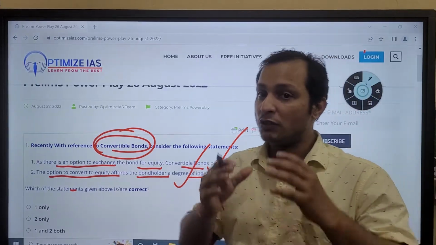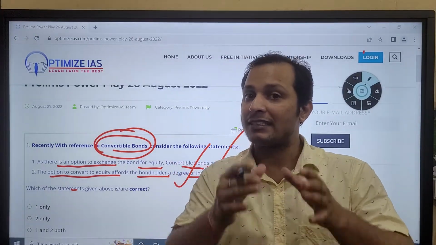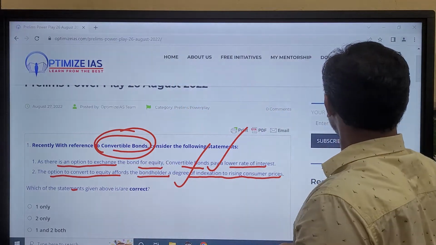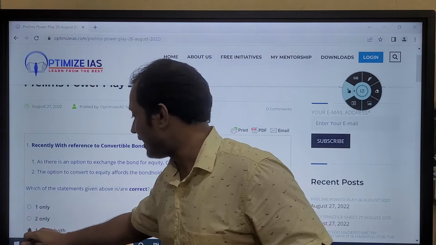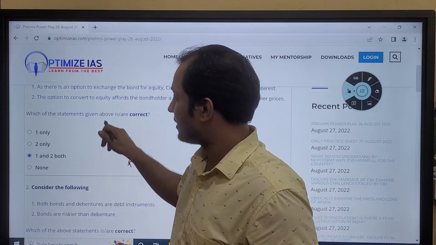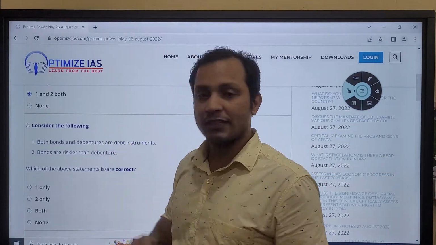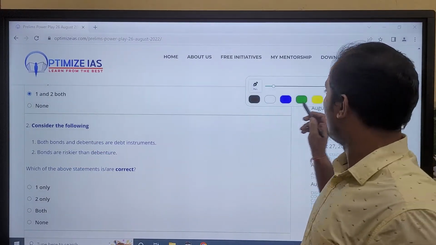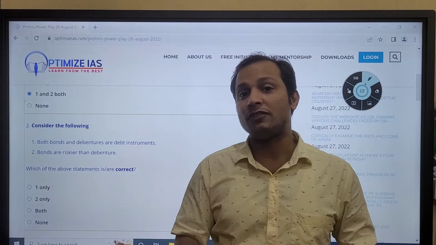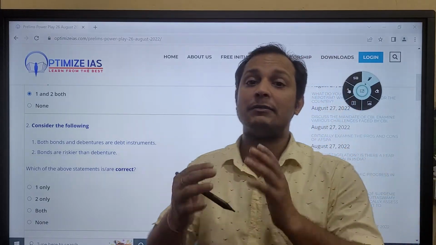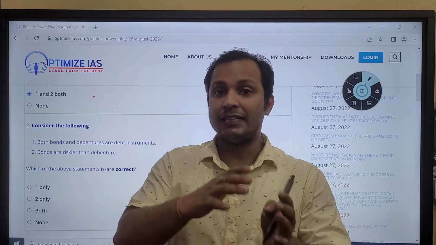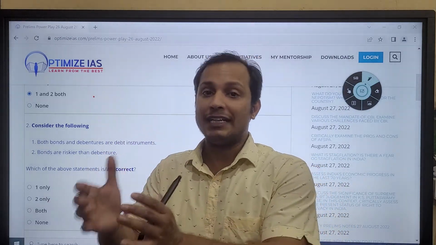I hope you understood the logic why the second statement is also true. Guys, therefore the answer to this question will become 1 and 2 both. Let us read the second question. This I have framed on the recent news of convertible debentures, which is in the context of Adani Enterprises taking over the NDTV.